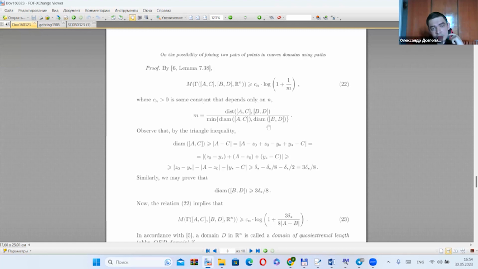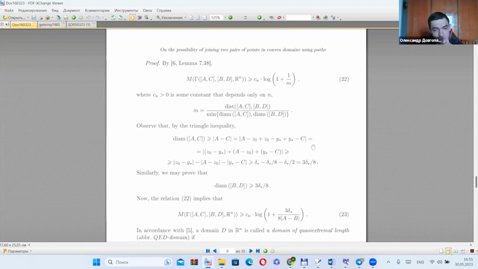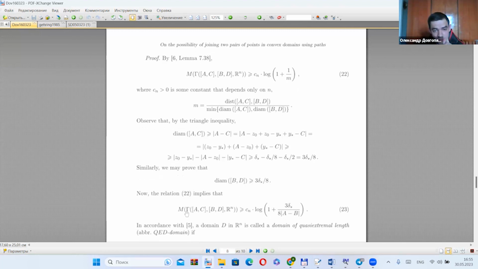And by the triangle inequality, we can show that the diameter of segment AC is more or equal to 3 delta star divided by 8. And we can do it in the same way for the diameter of BD. Using it, we can estimate the modulus of this family. We can receive inequality 23.